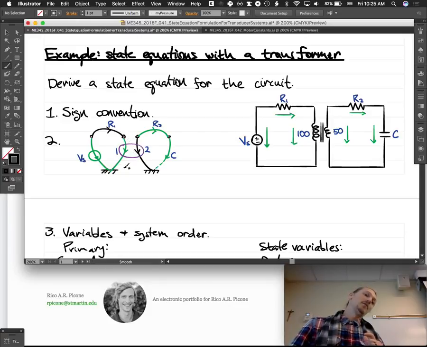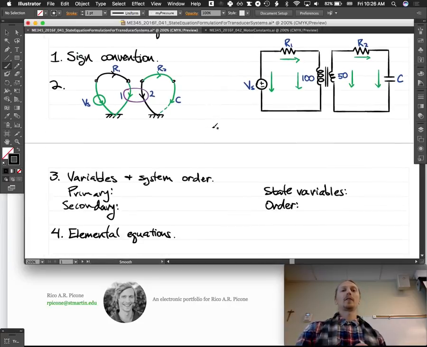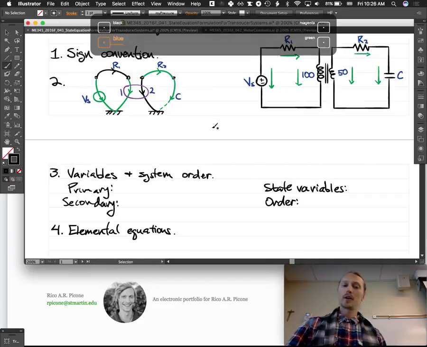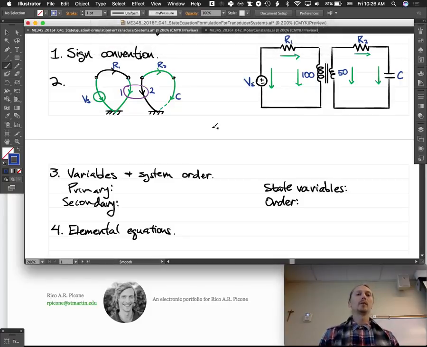I chose side 1 to be in the normal tree, which left side 2 out. I can't select anything else besides the next step, which would be D-types. So I can select one of the resistors to be in the normal tree, but I can't select the other one or create a loop. And we have a complete normal tree now. Okay, cool. All right, good. So let's do variables in system order. What are the primary variables?